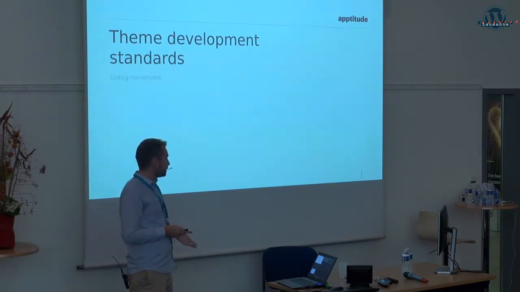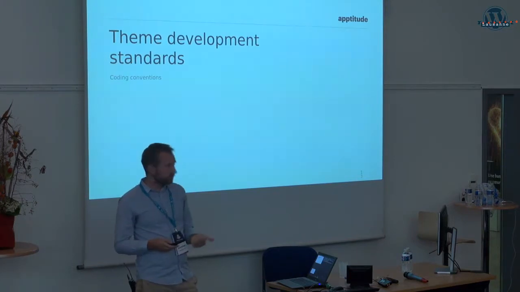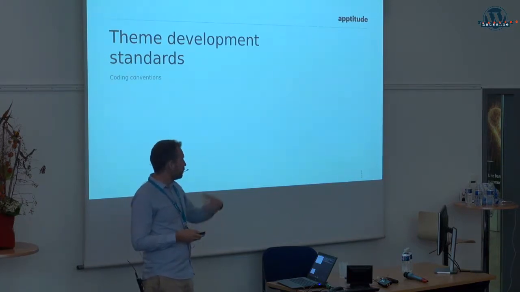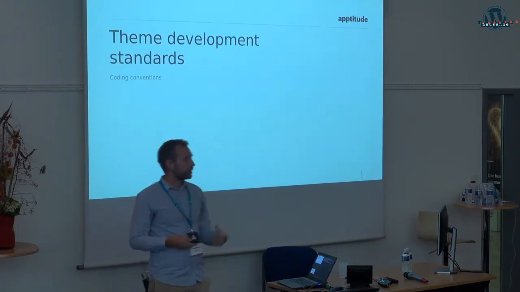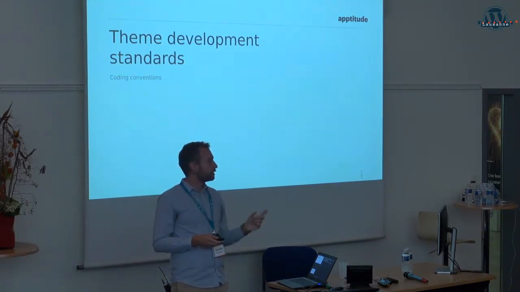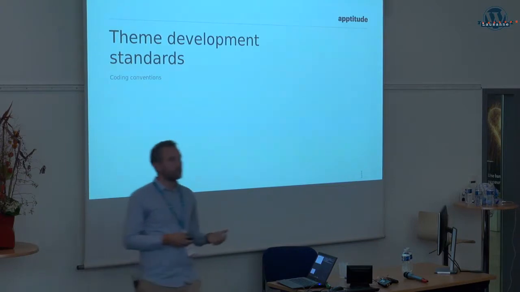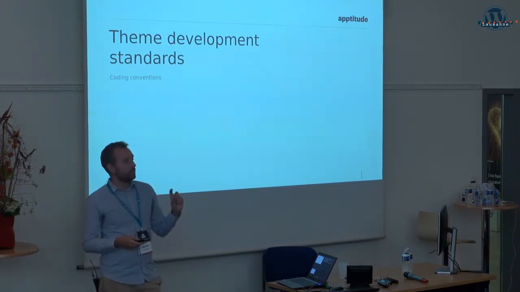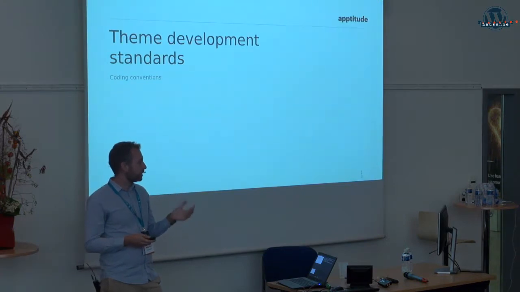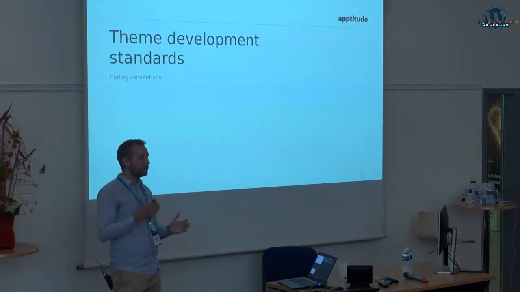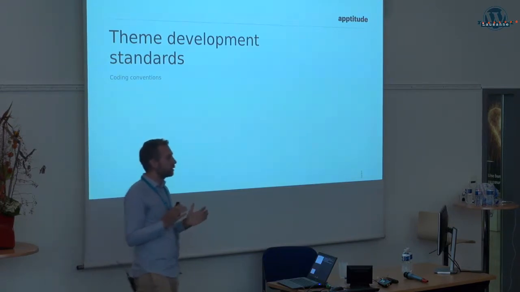So what we need for development standards is first coding conventions, but more than WordPress coding standards, linters. These are small packages that you can have to highlight your code when you make a mistake. So it helps you code better, have the best structure possible, and avoid mistakes.